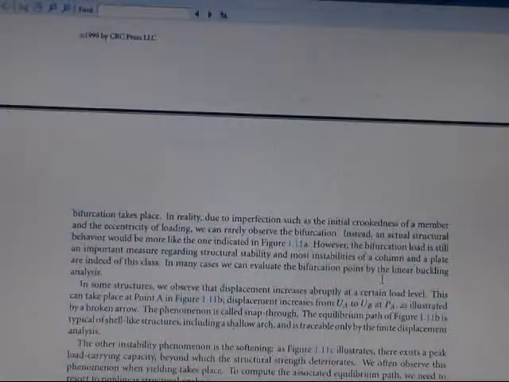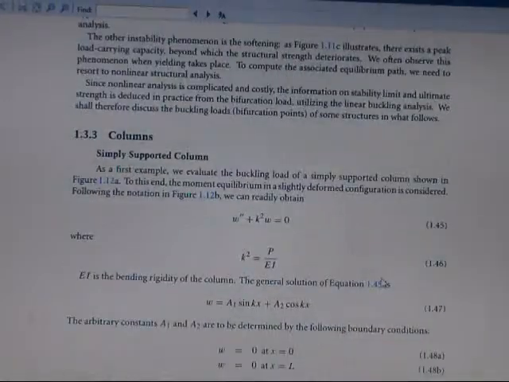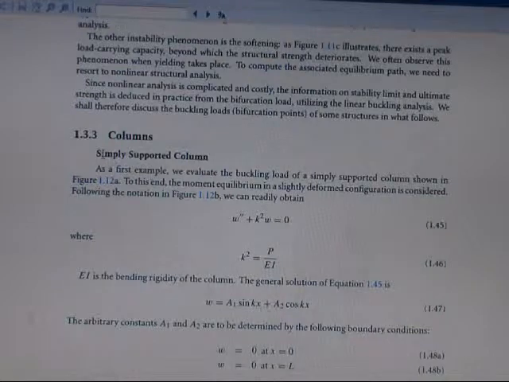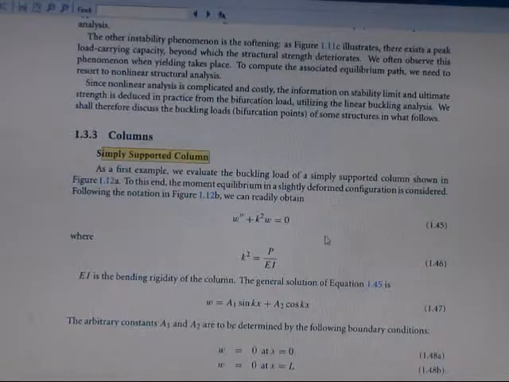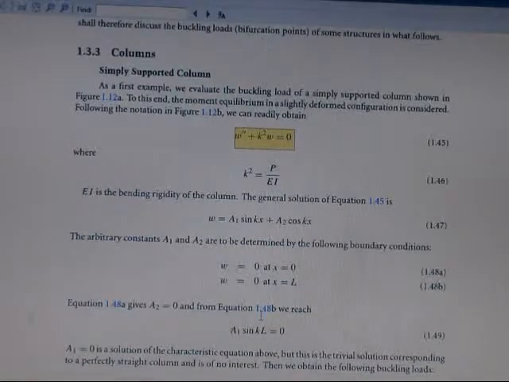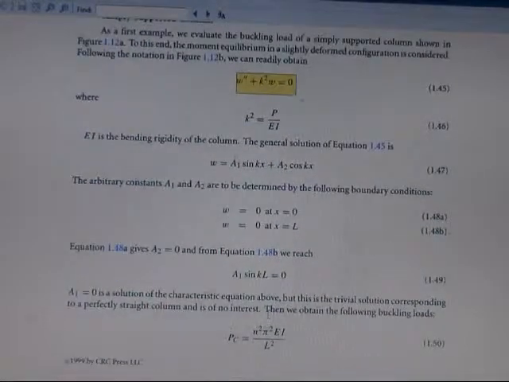And structural instability, we're talking about the column. For the simply supported column. For the simply supported columns, for the moment of equilibrium equation, we utilize the equation to calculate the moment of equilibrium.